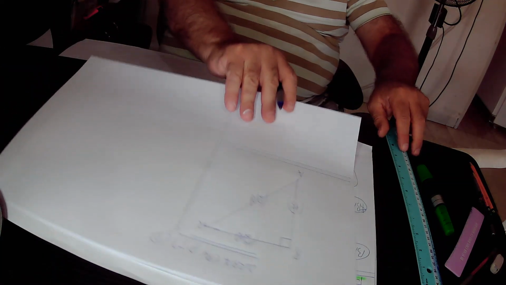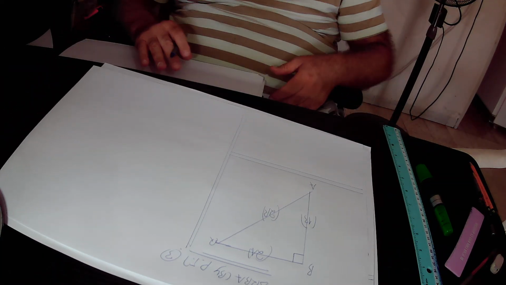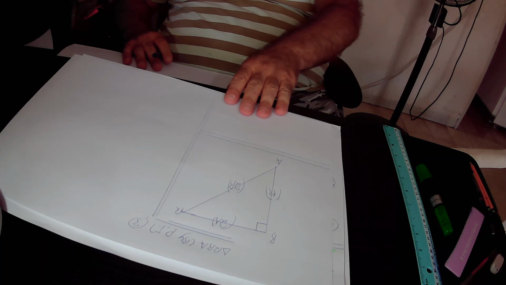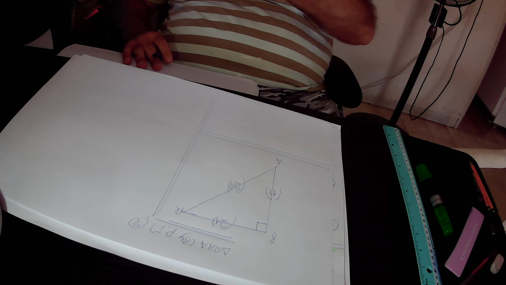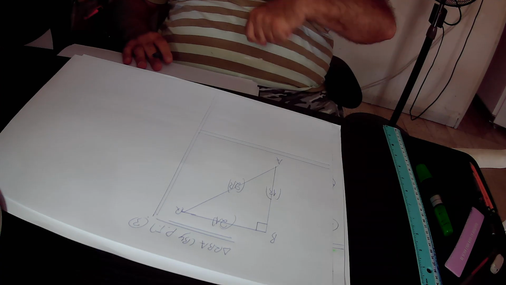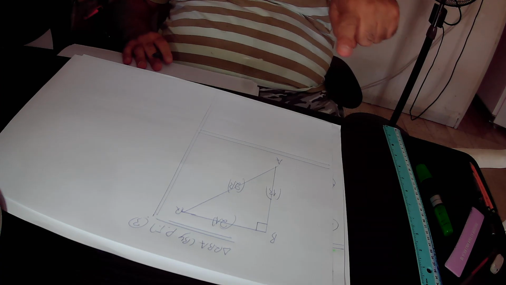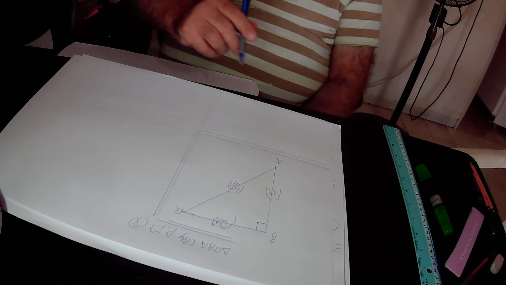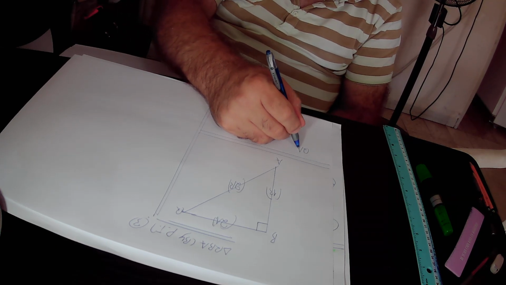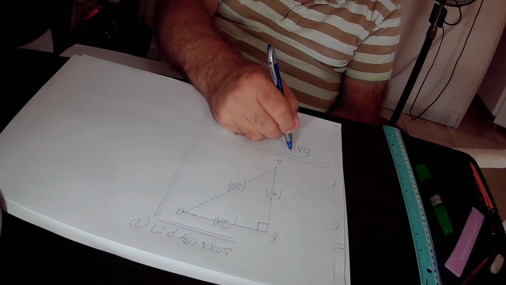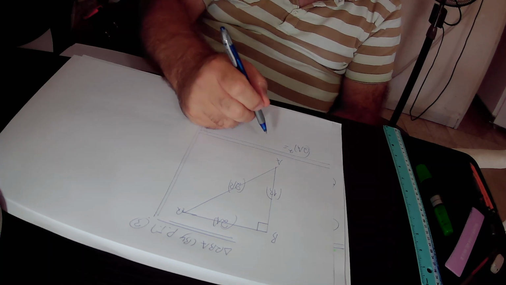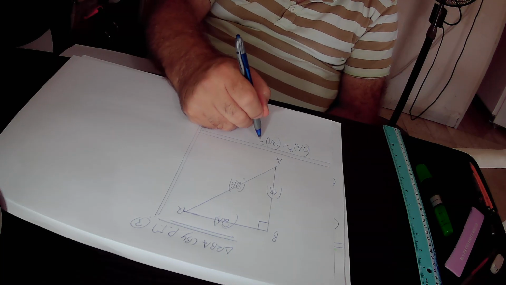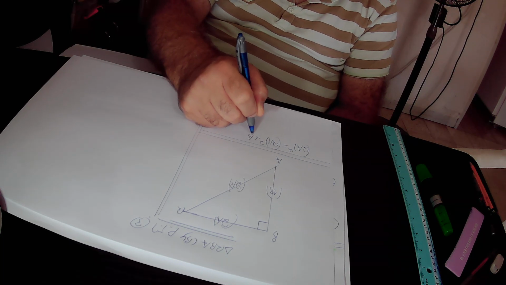So actually, this is the right triangle QBA from the original drawing. In this right triangle QBA, according to the Pythagoras theorem, QA squared, that is the square of the hypotenuse, equals QB squared plus BA squared. So I write it down. QA squared, that is the square of the hypotenuse, equals QB squared plus BA squared.